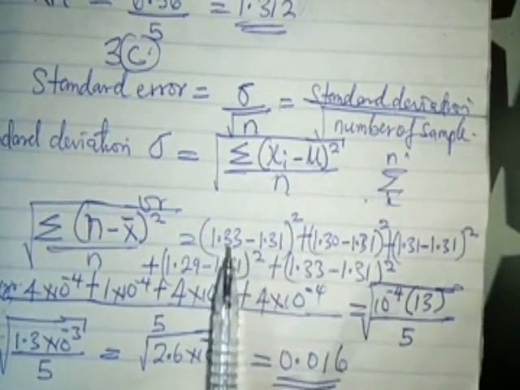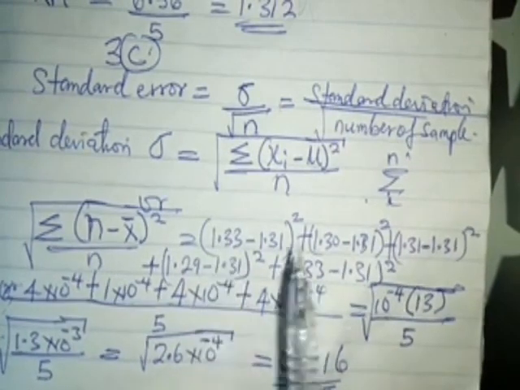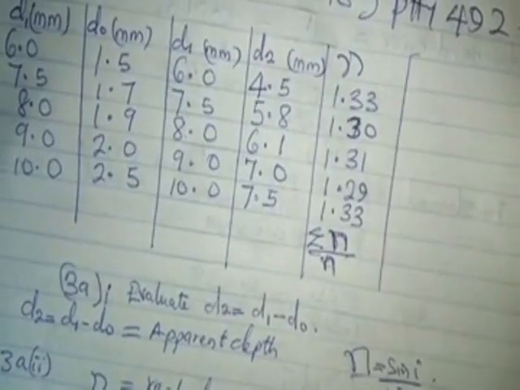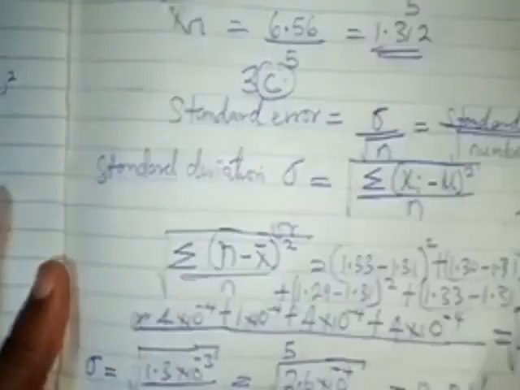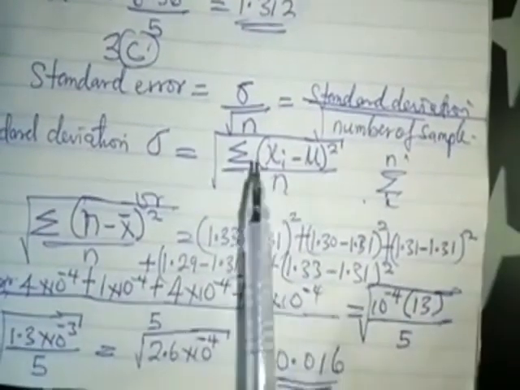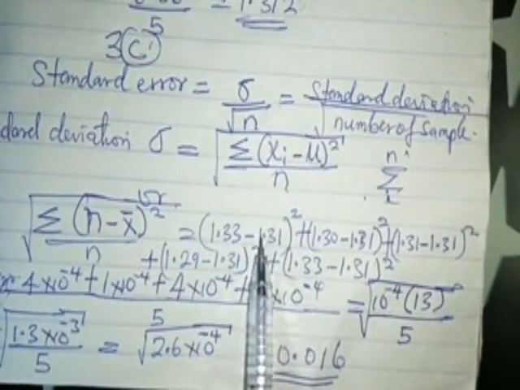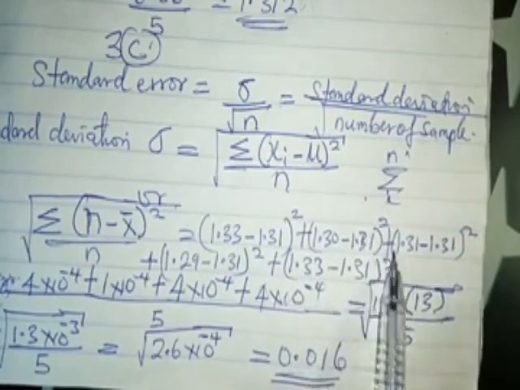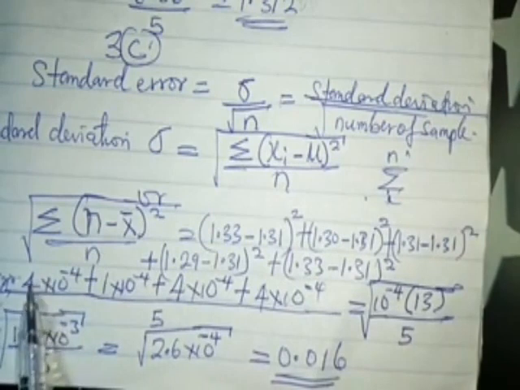So what you do is, for every value of that refractive index, look at what I mean by refractive index. Again, I have to emphasize that. Look at this part. This is the refractive index. So what you are doing here is, for every value of the refractive index, you subtract it by the mean and square the value. This minus this square plus this minus this square plus, until we finish all of them. So when we did that, we had this.